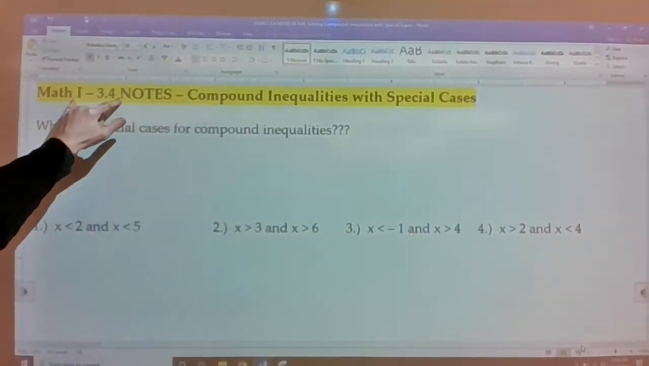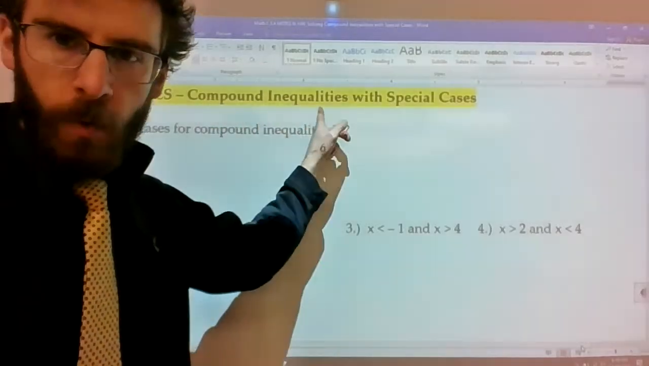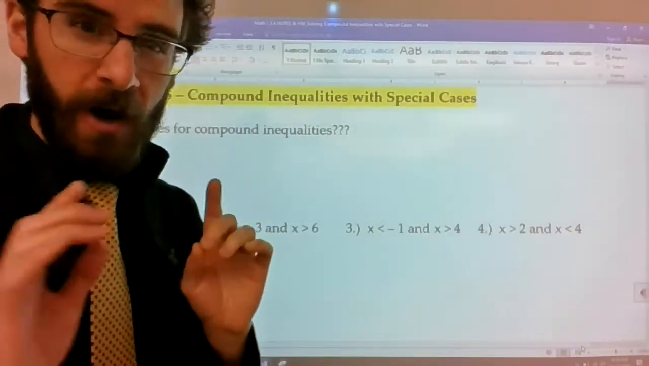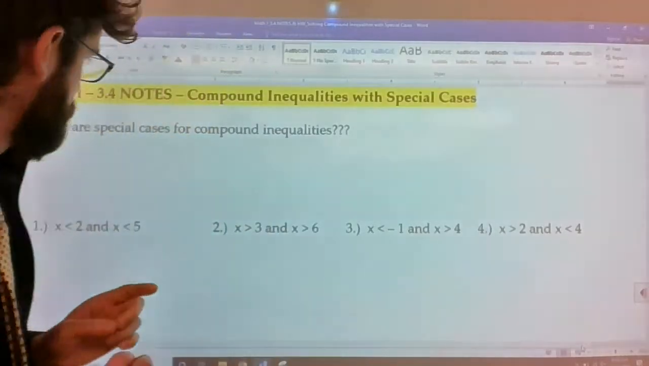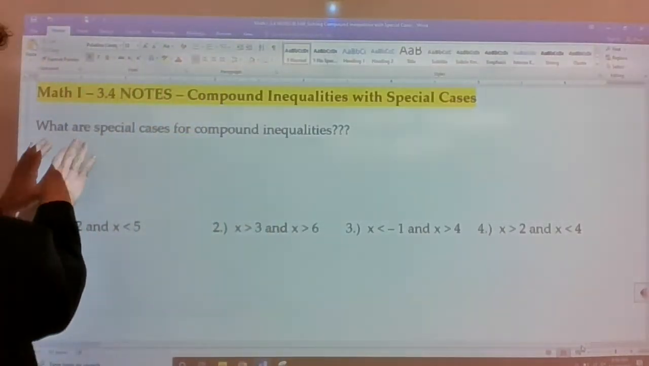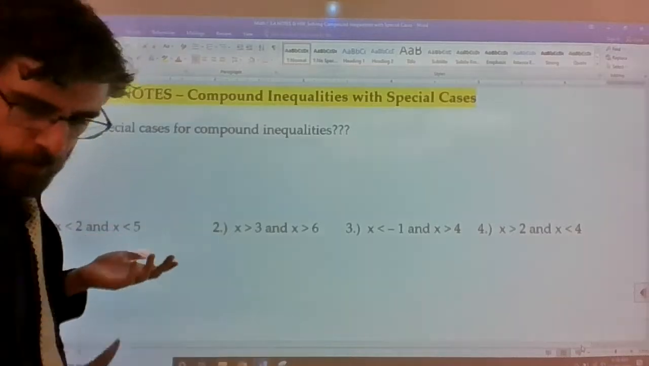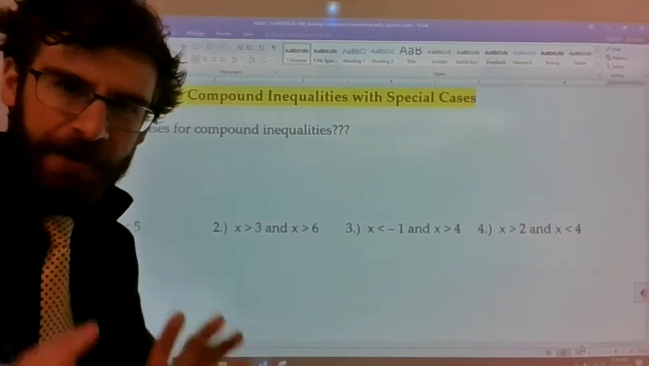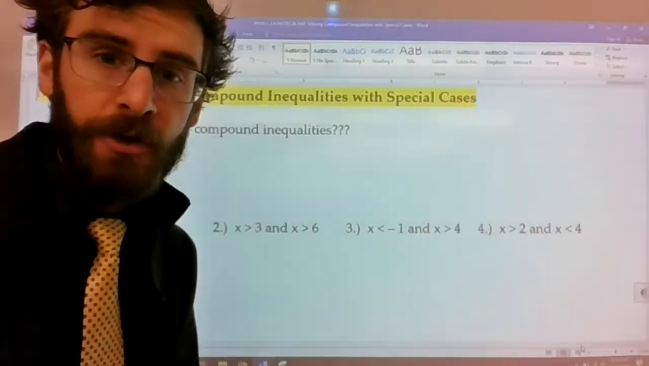It's 3.4. We're going to talk about compound inequalities with their special cases. And there's actually quite a bit of them. It requires a lot of logic to think your way through these. So, what are the special cases for compound inequalities? I think the best way to answer that is to say it's everything except the normal cases.